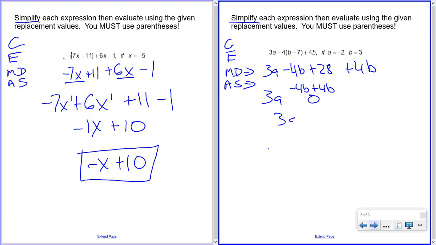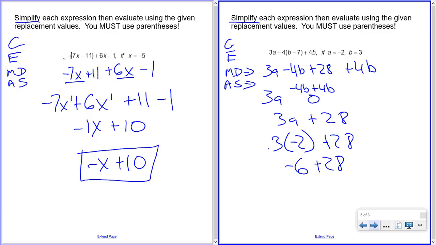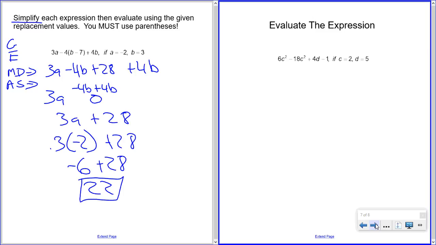So we have 3a plus 28. Now we throw the a in there, negative 2, and negative 3 times negative 2 is negative 6 plus 28 equals 22. There we go. So you guys see how we could have just gone straight ahead and dropped those variables in there. Replacing the variables with numbers is what we call evaluating the expression. Instead, we simplified the expression, and that helped us to move at a quicker rate.